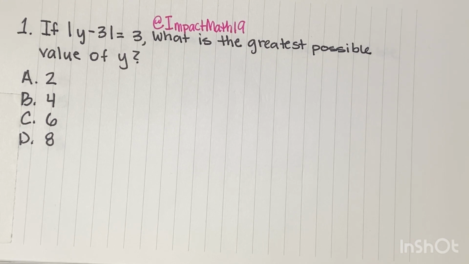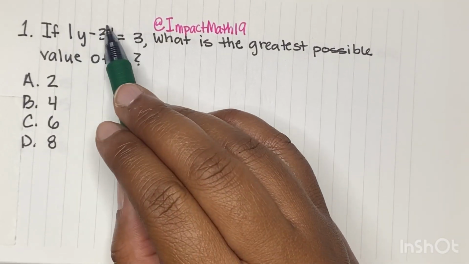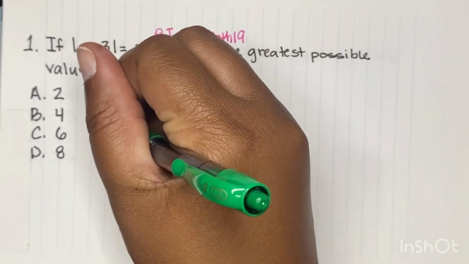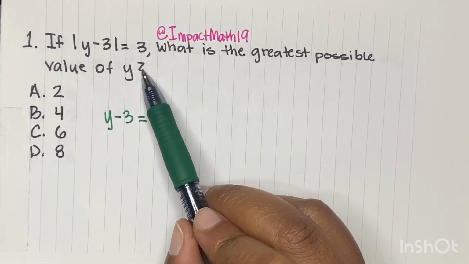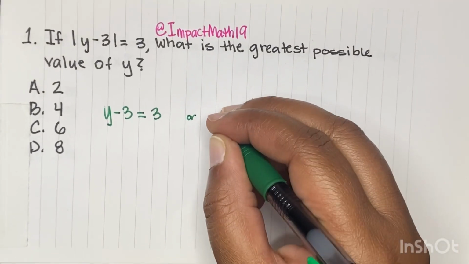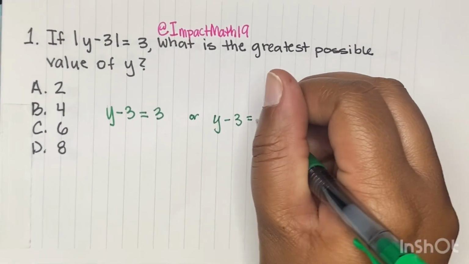So the question says, if the absolute value of y minus 3 equals 3, what is the greatest possible value of y? What you need to understand about absolute value equations is how you set them up: what's in the absolute value brackets stays the same. So we're going to do y minus 3 and set that equal to a positive 3. But your other equation has to be y minus 3 equals a negative 3, okay?